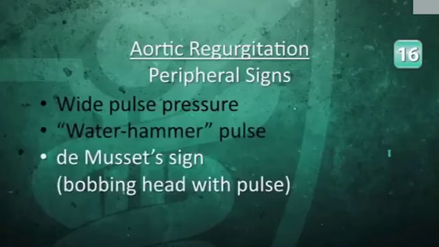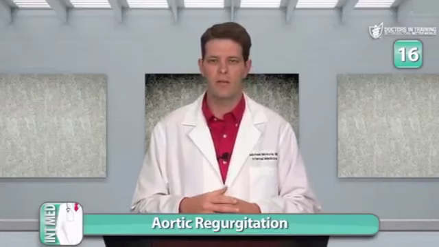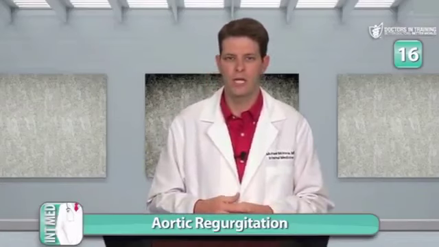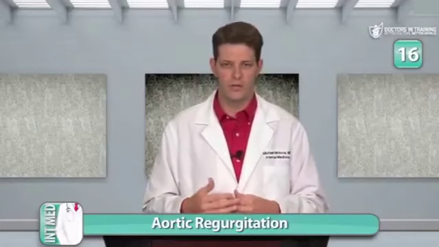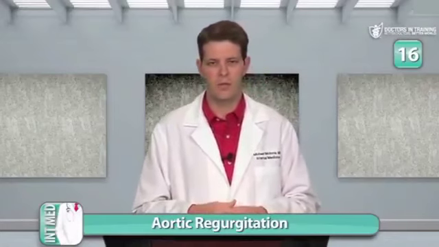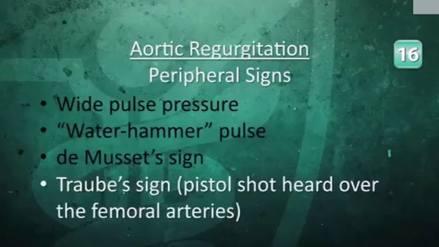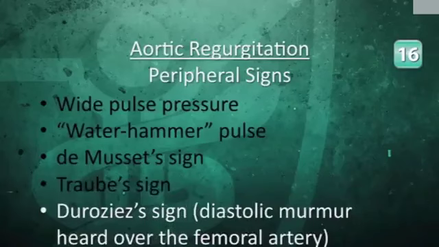You can have what's called de Musset's sign, which is where the patient's head will kind of bob in time with the systolic beat. De Musset was a French poet who had aortic regurgitation, and his brother noticed this bobbing of his head, and that's where the name comes from. You can also have what's called Traube's sign, which is a pistol shot sound heard on auscultation of the femoral arteries.